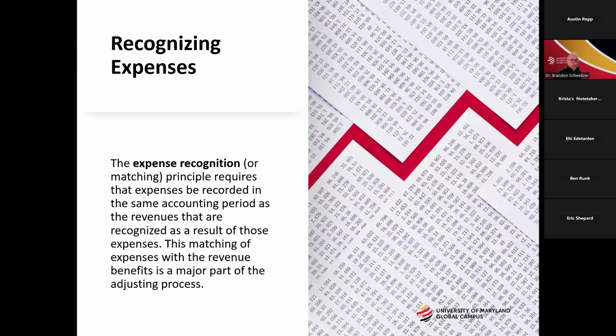On the expense side, the expense recognition or the matching principle aims to record expenses in the same accounting period in which the revenues were recognized as a result of those expenses. Right? So I earn the revenue by delivering the product or the service to my customer. I also have expenses that were incurred as a result of that sale. And so I need to record those expenses during that same month or during the same accounting period. That's what that tells us.